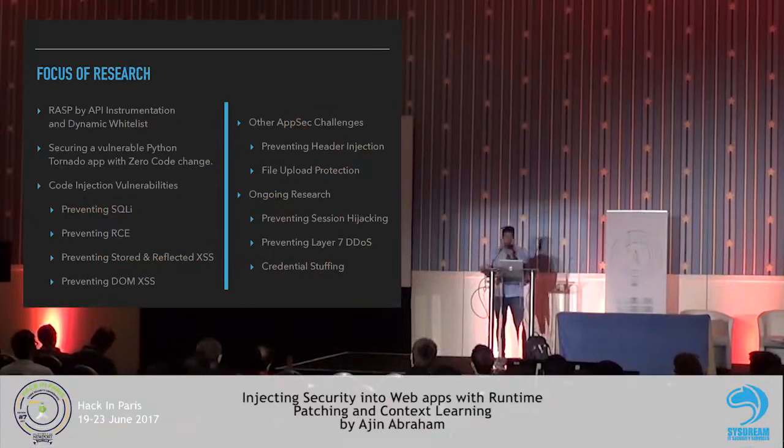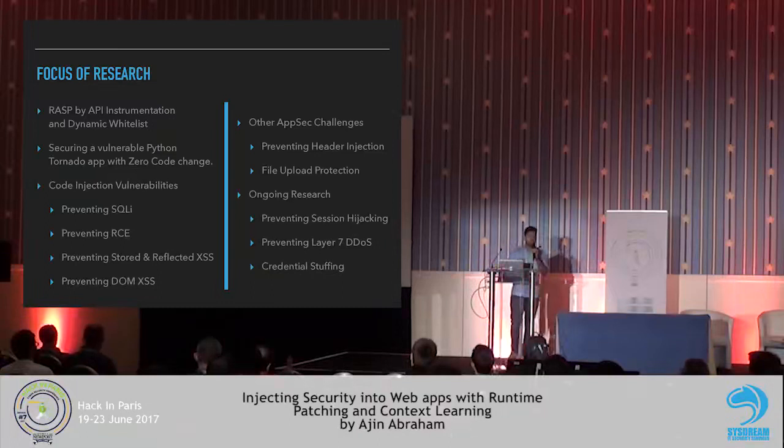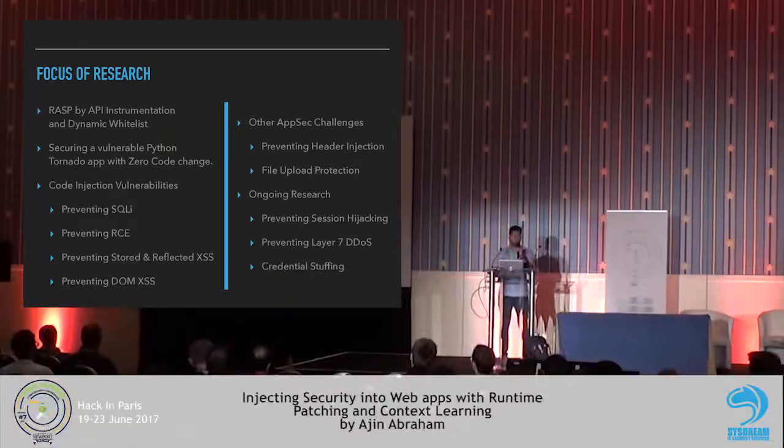I'll be talking about RASP by API instrumentation and dynamic whitelist. I'll also show you a pretty vulnerable Python application developed in Tornado and a proof of concept RASP module implemented to inject security into it. You will see a couple of code injection vulnerabilities being prevented, like SQLi, RCE, XSS, etc. And some of the other AppSec challenges like verb tampering, header injection, file upload protection, path traversal, etc. And I'll also give you a glimpse of my ongoing research as well.